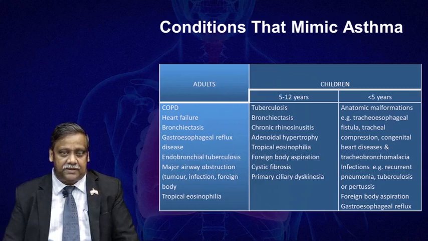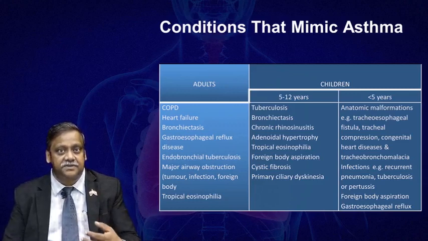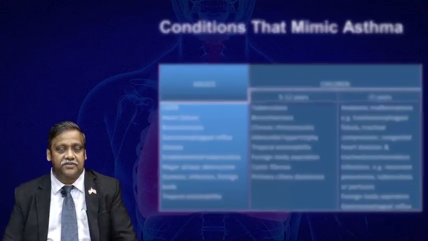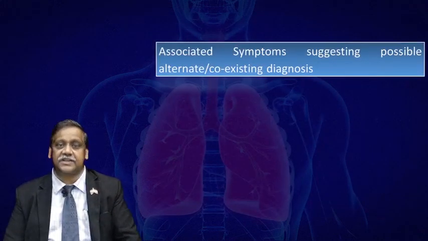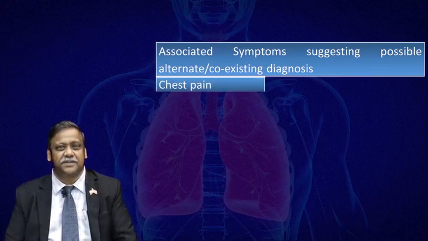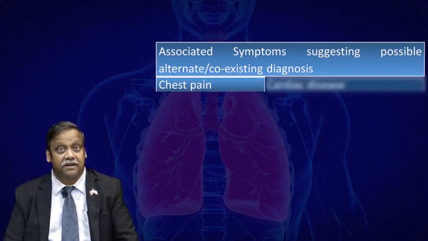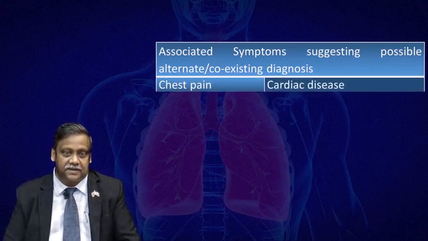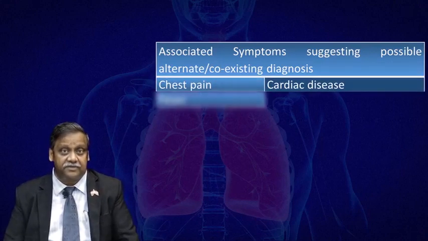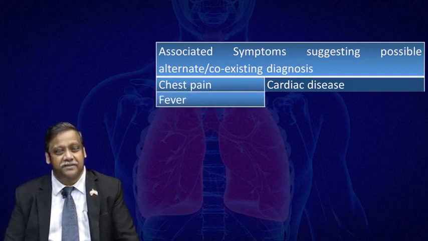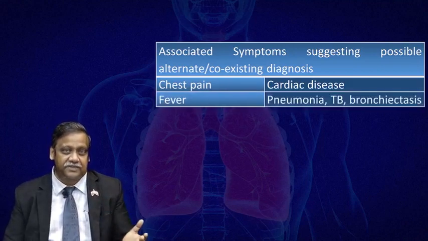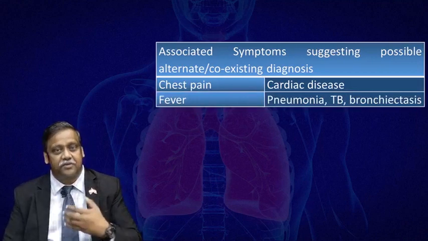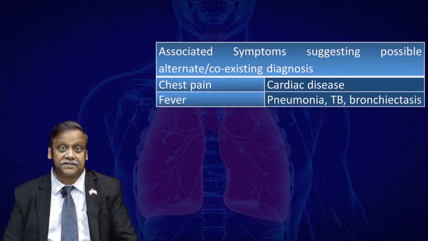diagnosis. It is important for you to ask a set of other important symptoms and questions. For example, if the patient also has an associated chest pain, then you know that this is unlikely to be asthma or COPD. It probably is because of an underlying ischemic heart disease or something else. Similarly, if the patient complains of fever, then you know that it is because of an underlying infection. Could be a bacterial infection, could be a tubercular infection, or it could be because of underlying bronchiectasis.